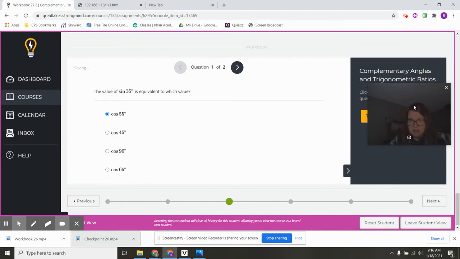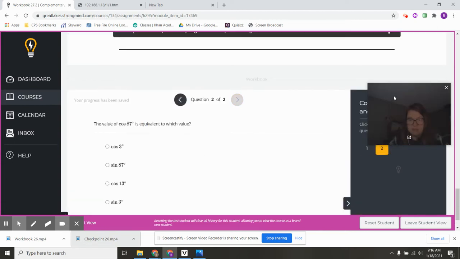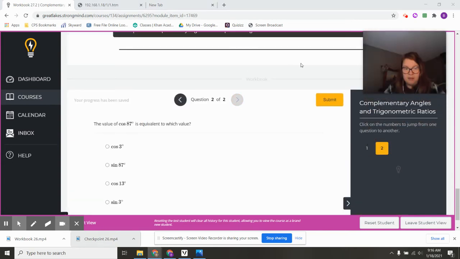And then moving my camera again. Then 87, same type of idea. We're going to do 90 minus 87, and that's 3. So it's going to be the sine of 3.